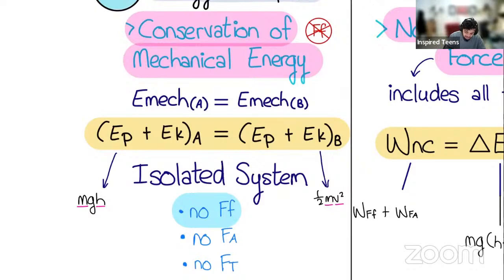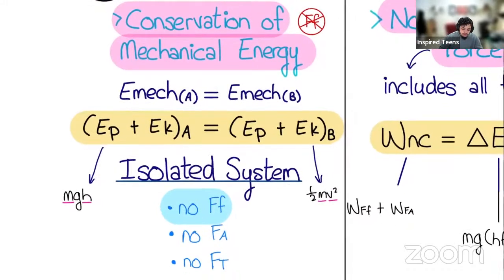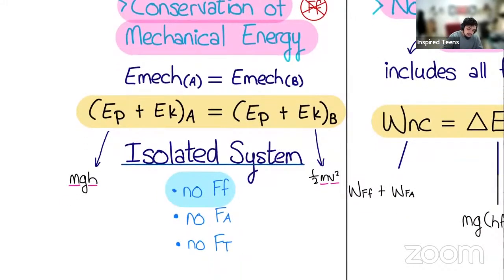Now, in the question, what indicates to us that we have an isolated system? The fact that we have no friction. The main one is no friction, but we also have to check that there is no applied force and no tension as well. Those should not exist. Remember I told you, when there's no friction, this is the first formula that should come to mind.